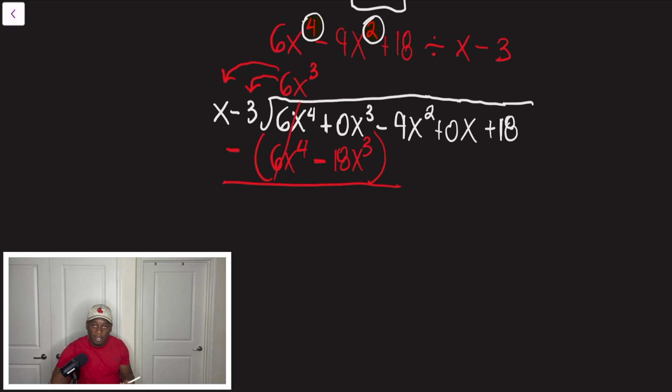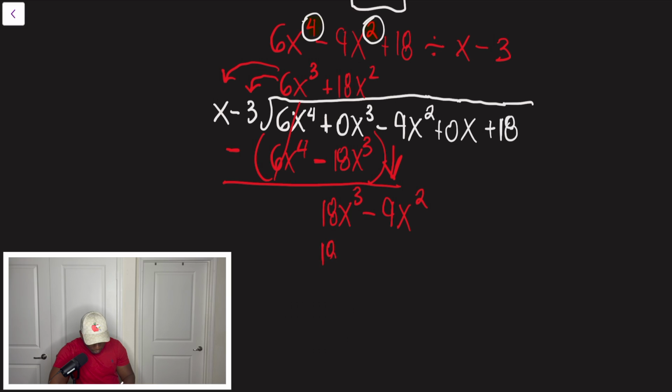6x to the fourth cancels and 0 minus negative 18. So 18 in this problem is positive. Please just make sure you guys remember that, all right? Because it's very easy to make that very small mistake. All right, so we have 18x to the third. We'll bring down our next term and we'll repeat the process. So 18x to the third divided by x should be 18x squared. We're going to multiply our 18x squared back by x minus 3.